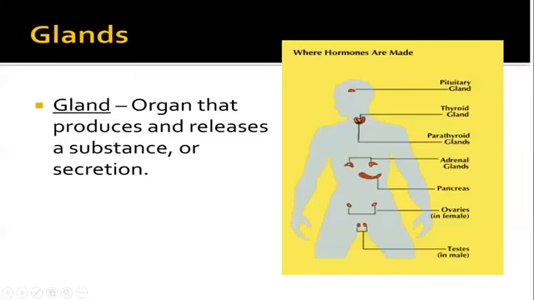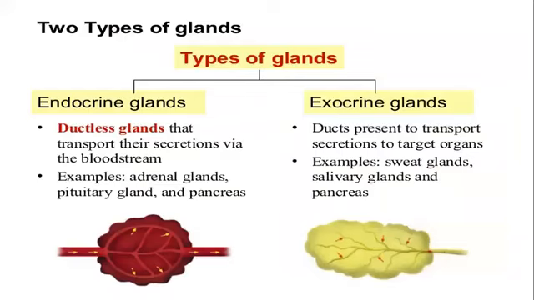In this module, we are going to discuss the structure and function of the master gland, the pituitary. Let us know the definition of gland. Glands are organs that produce and release a substance or secretion. There are two types of glands: one is endocrine glands, another one is exocrine glands.